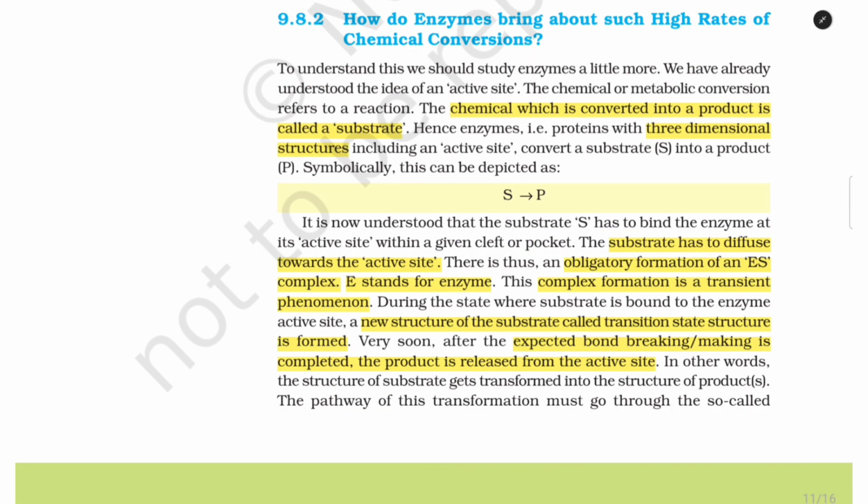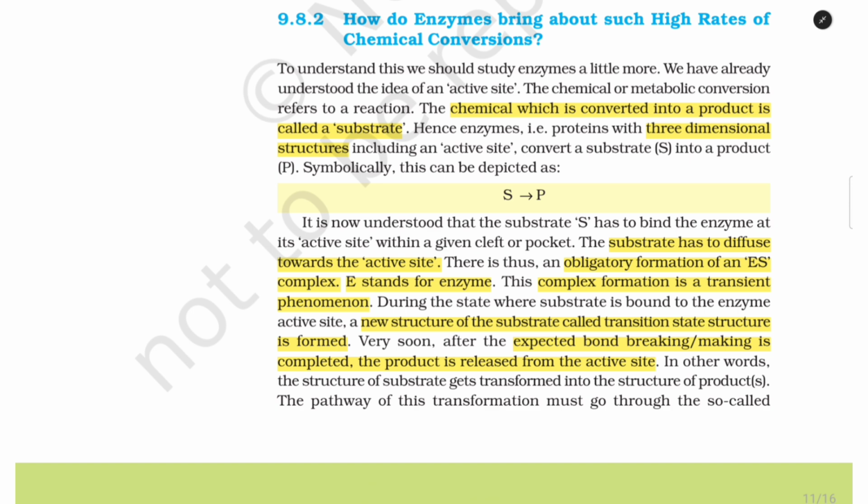9.8.2 How do enzymes bring about such high rates of chemical conversions? To understand this, we should study enzymes a little more. We have already understood the idea of an active site. The chemical or metabolic conversion refers to a reaction. The chemical which is converted into a product is called a substrate. Hence, enzymes, that is proteins with three-dimensional structures, including an active site, convert a substrate, that is S, into a product, that is P. Symbolically, this can be depicted as S to P.